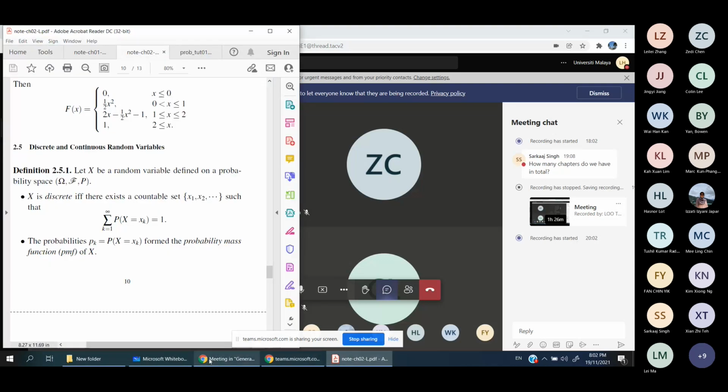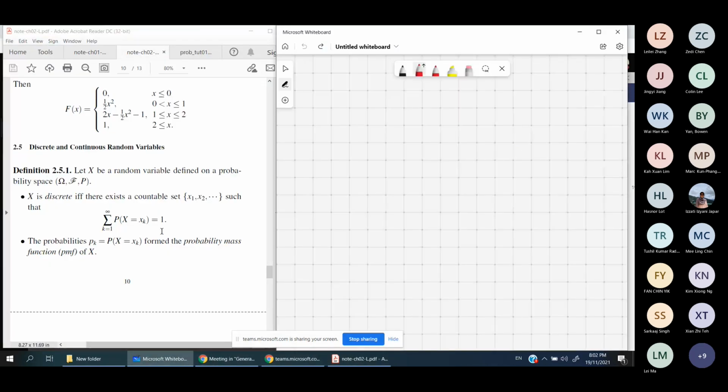Okay, we briefly go through these two types of random variable, discrete and continuous random variable. You have actually learned this in your undergraduate courses already, so we just briefly go through it once. Okay. So I think this is clear.